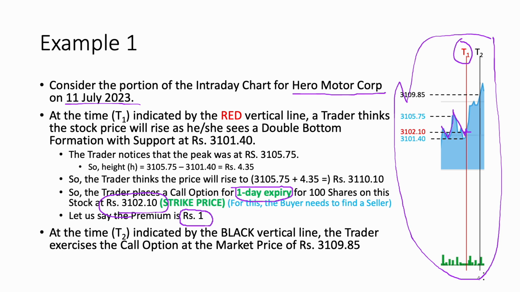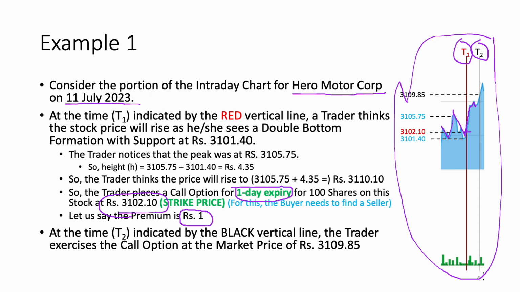So this forms the entire agreement. That is, what is the strike price, what is the expiry date, and what is the premium that is agreed between them. Now the stock price keeps moving from this point. It keeps moving, and at time T2, the buyer decides that I will sell the stock.